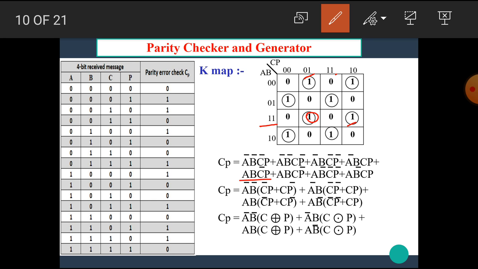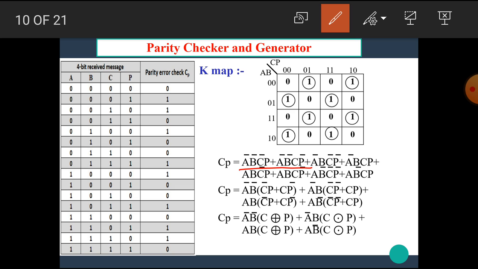For this one, the associated product term is A, B, C, P bar. For this one, A, B bar, C bar, P bar. For this one, A, B bar, C, P. Now try to find the common terms.